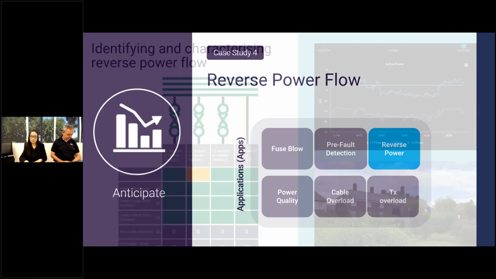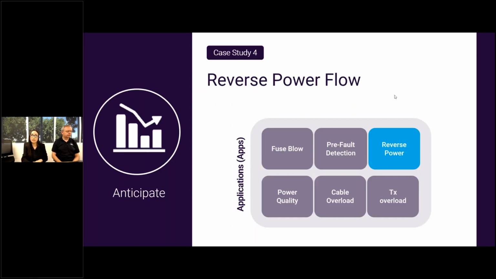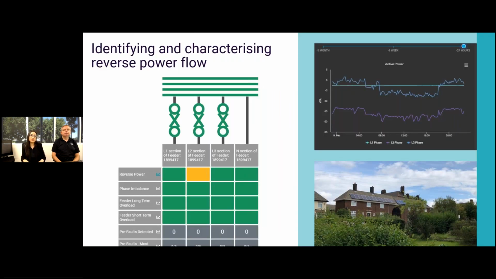So this is more of a case study, a sneak peek of what we can see under the anticipate area. For example, we can have reverse power data. We will expand on this area in a future webinar looking at case studies. We are able to look at whichever reverse power is going on in the network. For example, here we are looking in more detail within a feeder, and we can see that in phase 2 within that feeder, some reverse power is going on. We get the alarms, and we also get the waveforms.